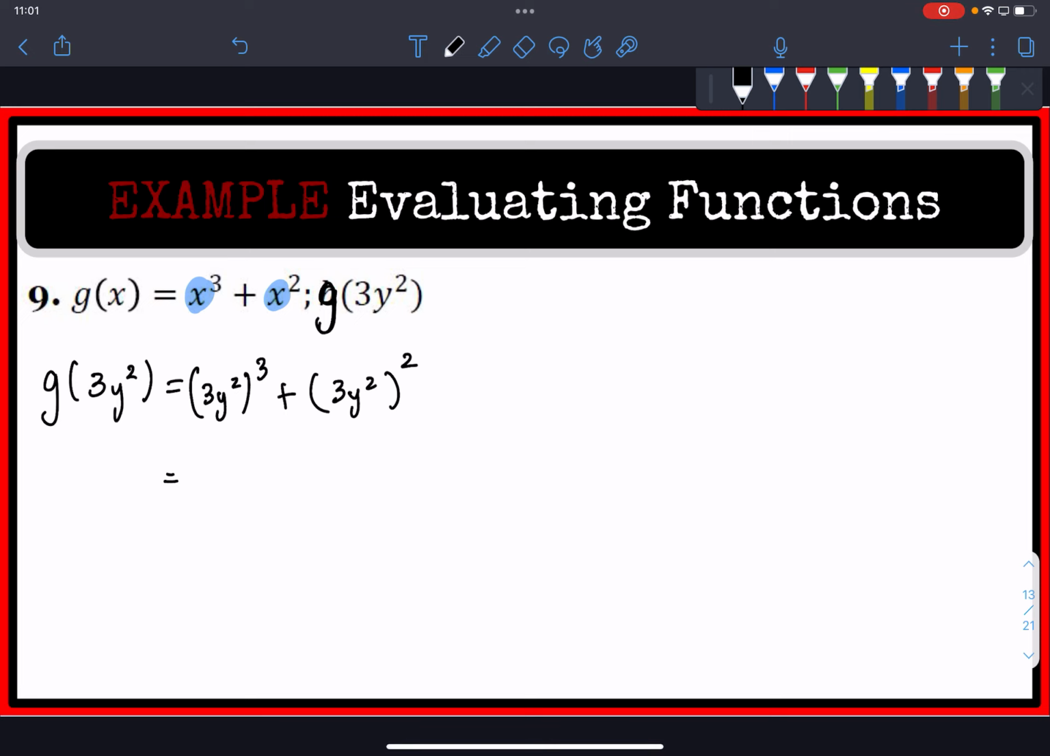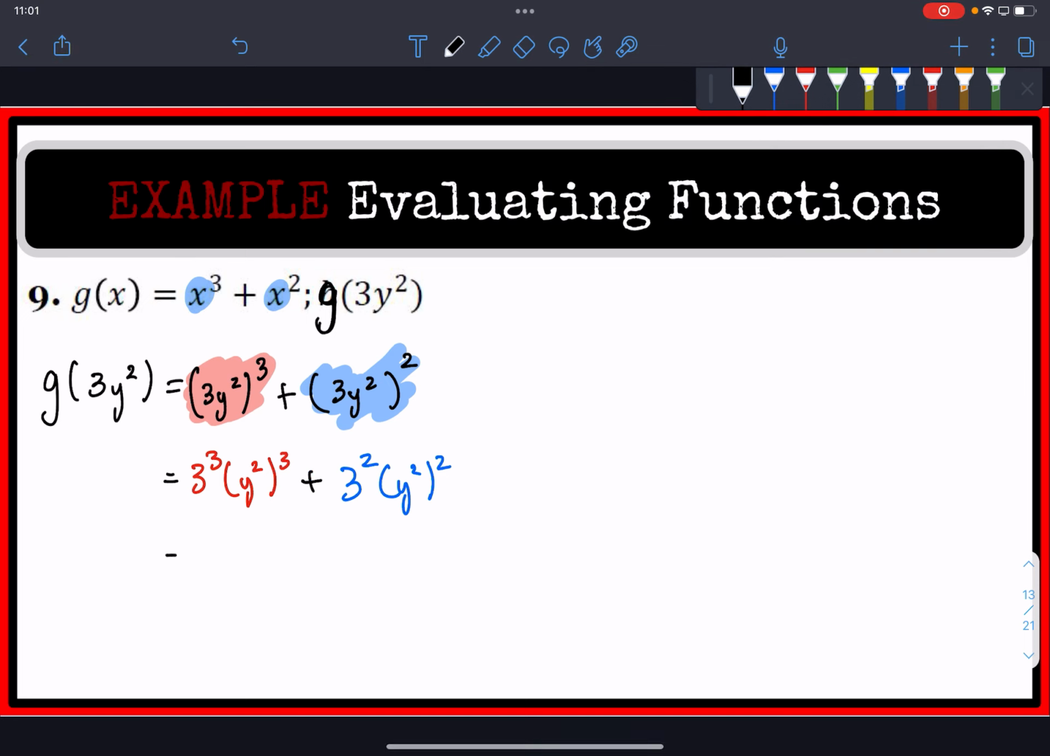Now, by our exponent rules and properties, this means that in the first parentheses here, 3 is going to be raised to the third power, and y to the second is going to be raised to the third power. In the second parentheses here, 3 is going to be raised to the second power, and y to the second is going to be raised to the second power. And I'm adding those two values together.